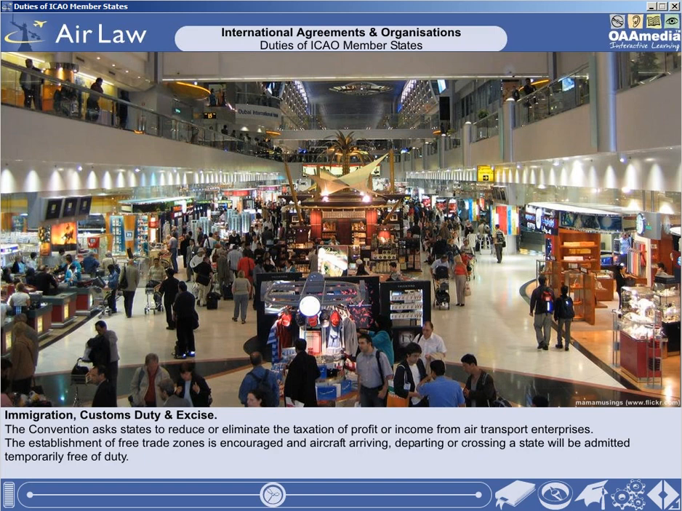Annex 9 of the Convention requires states to implement procedures that allow for expeditious handling of goods and cargo intended for import or onward transmission. The establishment of free zones is encouraged. Arriving aircraft, departing or crossing the territory of another state, will be admitted temporarily free of duty. The privilege, however, does not apply to anything taken off an aircraft, except for spare parts for other aircraft from another state.